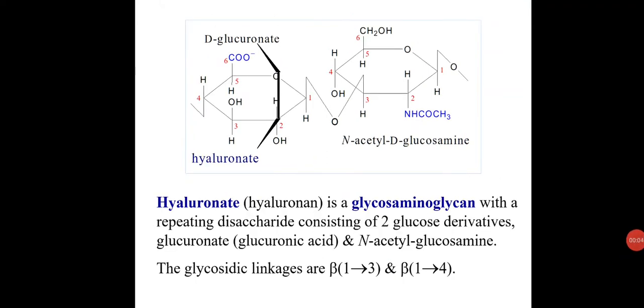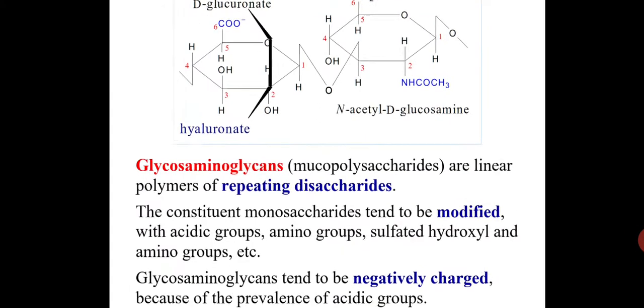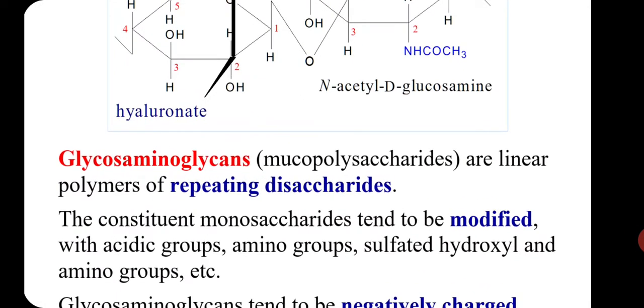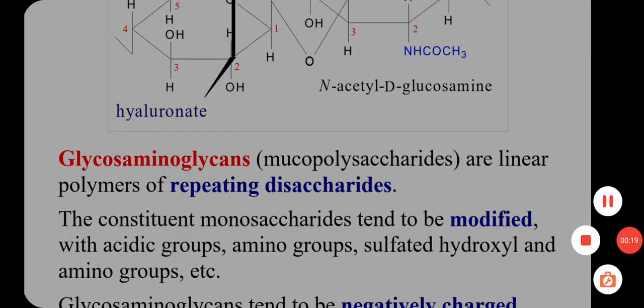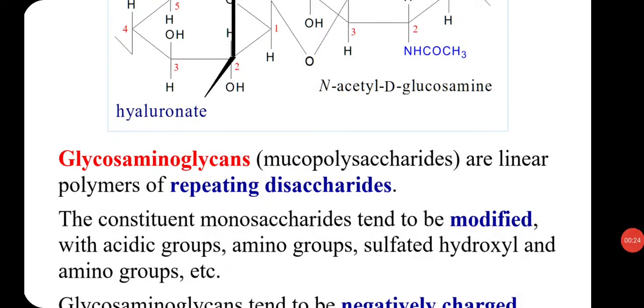Right, students. So let's start with glycosaminoglycan. I want you to note down this word, GAG, glycosaminoglycan. See, two times you are having this word glycosaminoglycan. Okay. So in bracket it is written mucopolysaccharides. Don't forget. This is a specialized polysaccharide which is a linear polymer of repeating disaccharides.